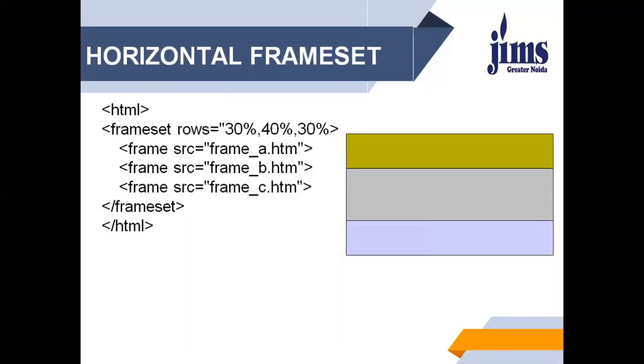Likewise, you can set the rows also. Frameset rows equal to whatever values you want to give, 30%, 40%, 30%, and the frames. So it will divide your screen in the horizontal way. In the 3 rows form, it will divide, and in all the 3 frames, a different HTML document will run.